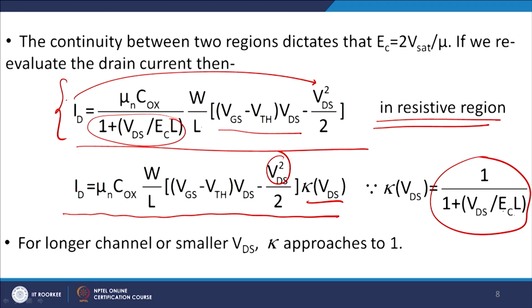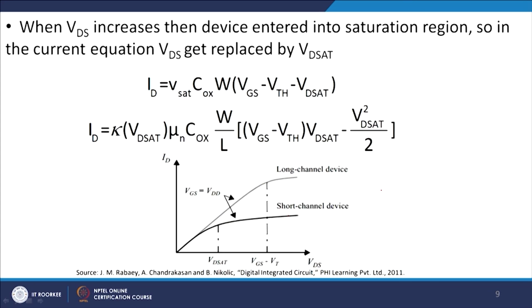Now, what is happening is that for long channel lengths, K will approach 1. So 1 plus 1 is equal to 2, and therefore you reach the conventional equation which you have already studied earlier, that is, mu n C oxide by 2 W by L into (VGS minus VTH) whole square. That is what we reach, provided K approaches 1, when you have a longer channel length or a smaller VDS, and in those cases we reach this value.